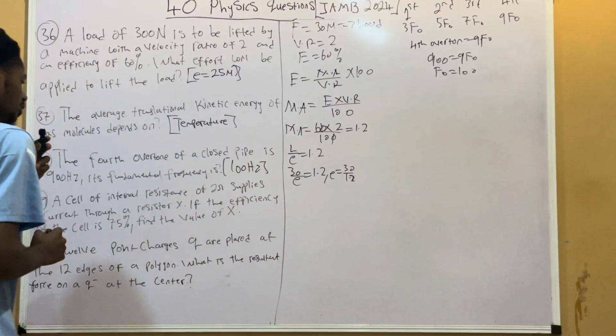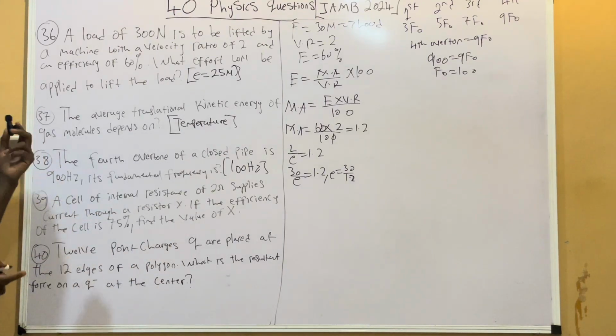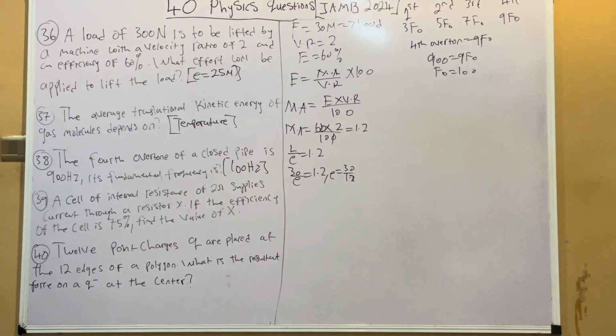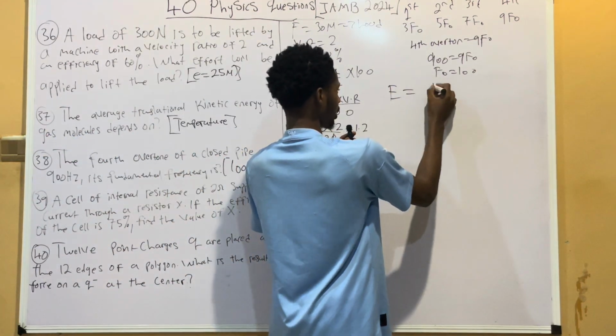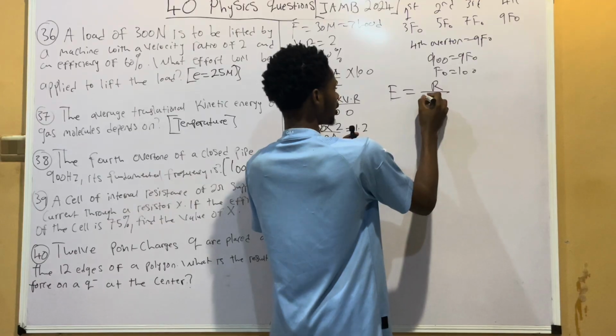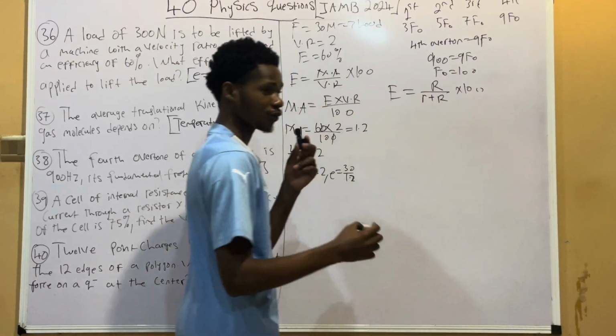Okay, now the next question. A cell of internal resistance 2 ohms supplies current through resistor X. If the efficiency of the cell is 75%, find the value of X. Now, for the efficiency of a cell, it is important that you take note of this formula. It is external resistance divided by internal resistance plus external resistance, times 100. We are asked to find R.